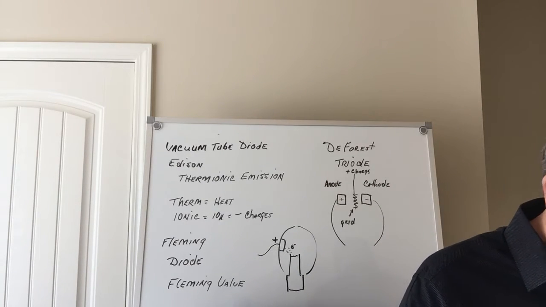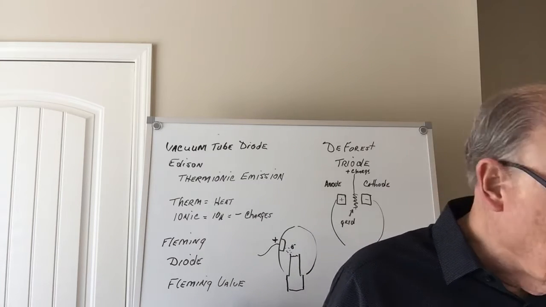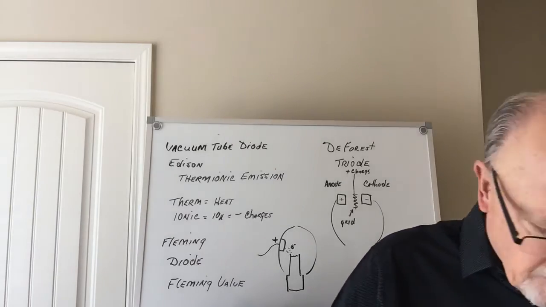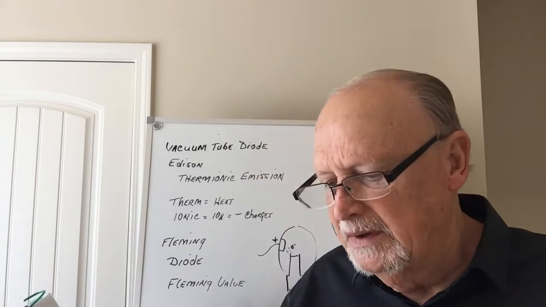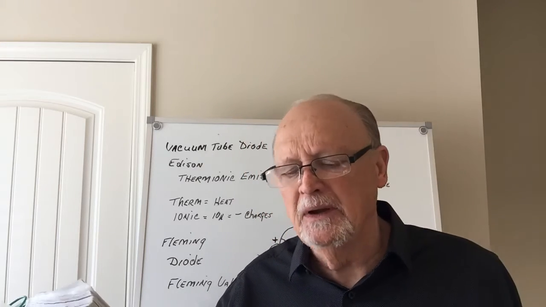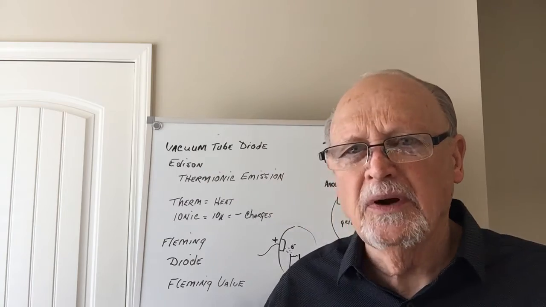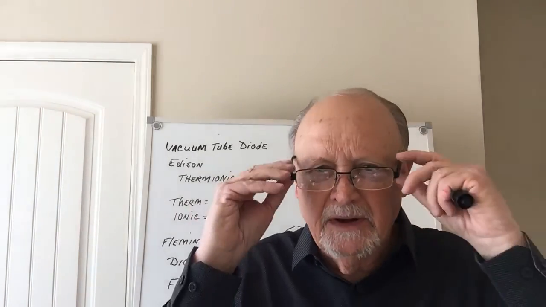So if you've got your book there, something to underline with would be good for you to have. As you notice on page 376, we have the term called thermionic emission. And we'll start out with Thomas Edison. Thomas Edison did a lot of things, a lot of experiments.